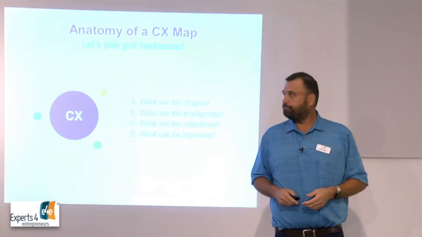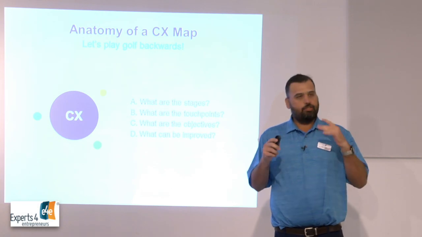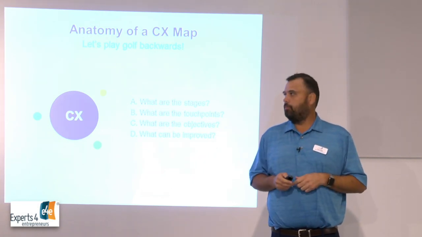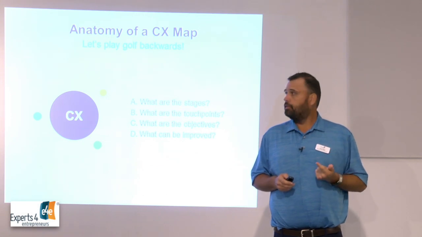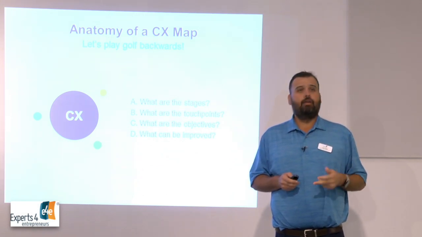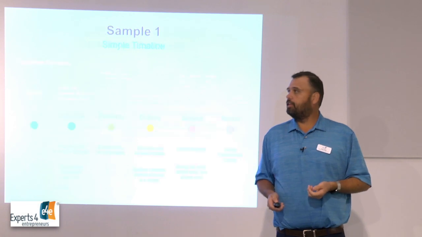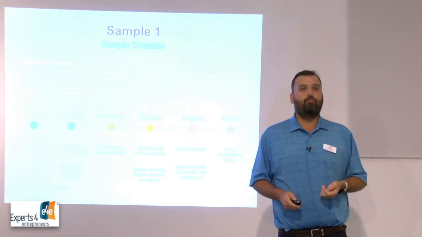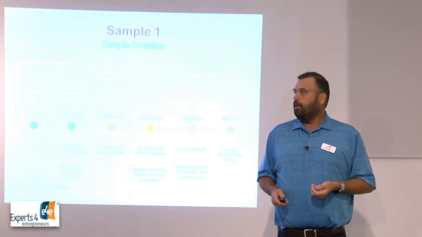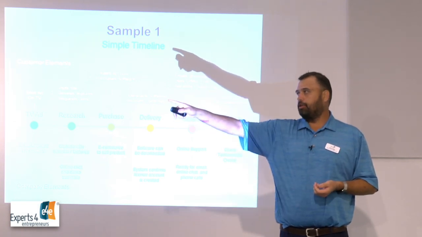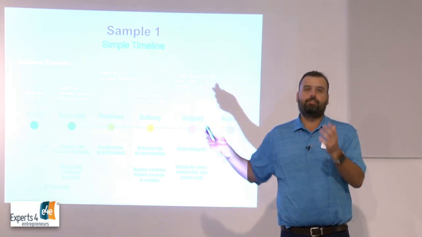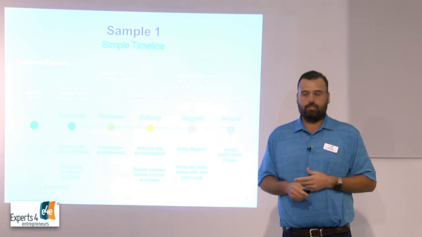It's pretty awesome. All right, so let's just identify a couple of pieces of a map. There's stages, there's touch points, there's objectives, and then there's what can be improved. So let's take a look at maybe what one looks like very quickly, okay? The process and the stages: add, research, purchase, delivery, support, and review.